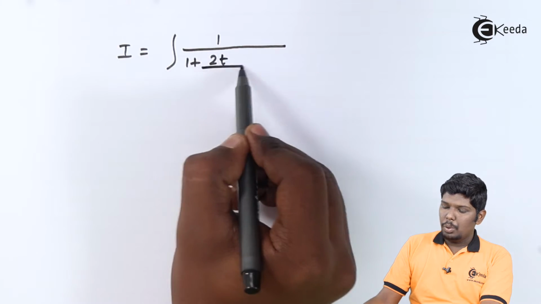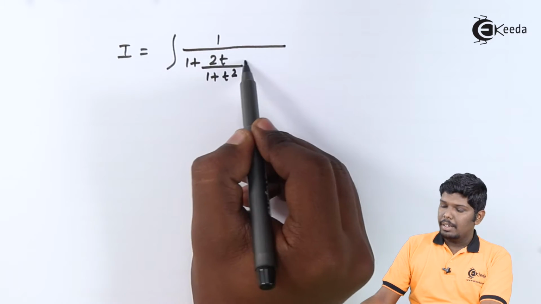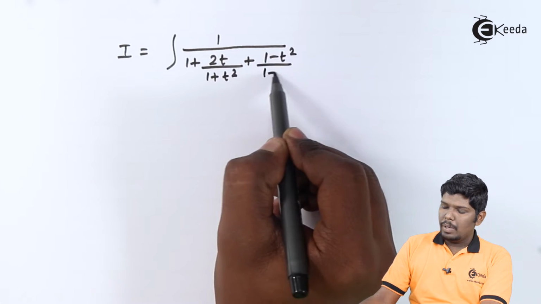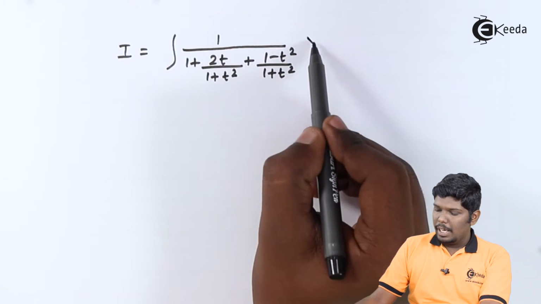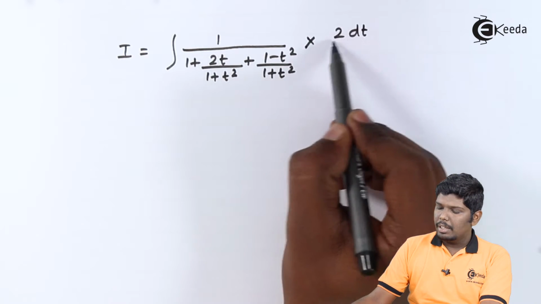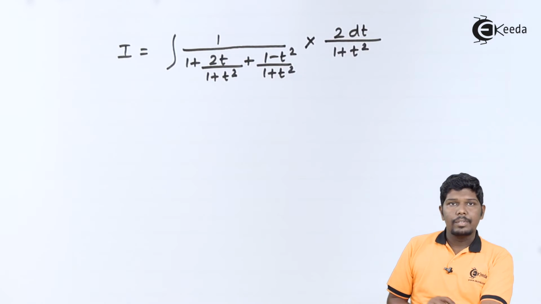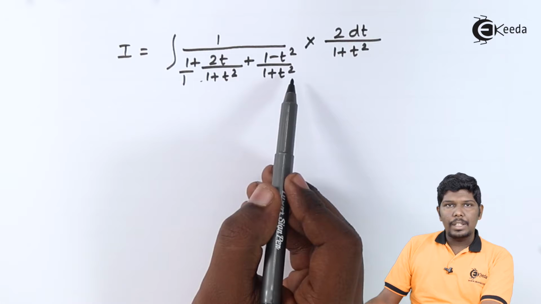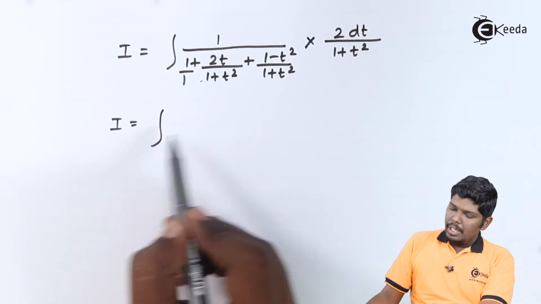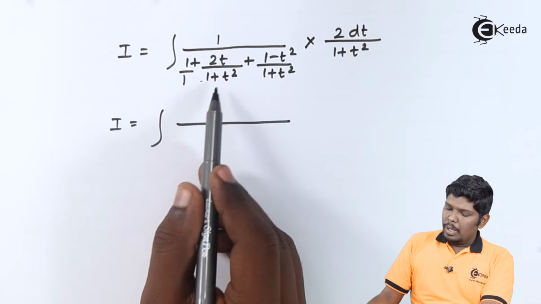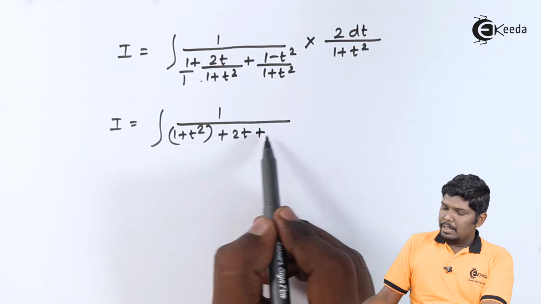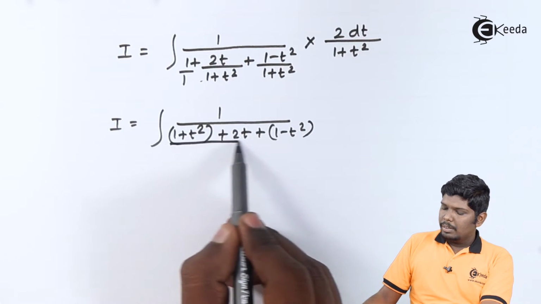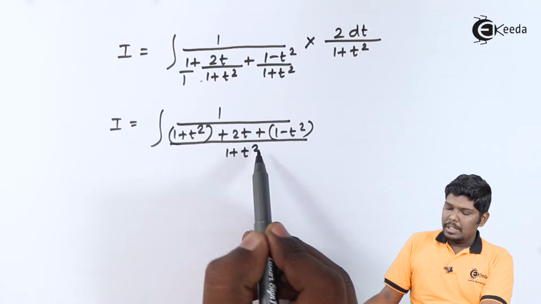1 plus 2t upon 1 plus t square plus 1 minus t square upon 1 plus t square. So this is the value of sin x and this is the value of cos x into the value of dx is 2 dt upon 1 plus t square. Now here in the denominator we have three fractions. Considering the LCM as 1 plus t square, this will give you integral 1 upon 1 into 1 plus t square is 1 plus t square plus 2t plus 1 minus t square divided by the whole 1 plus t square.